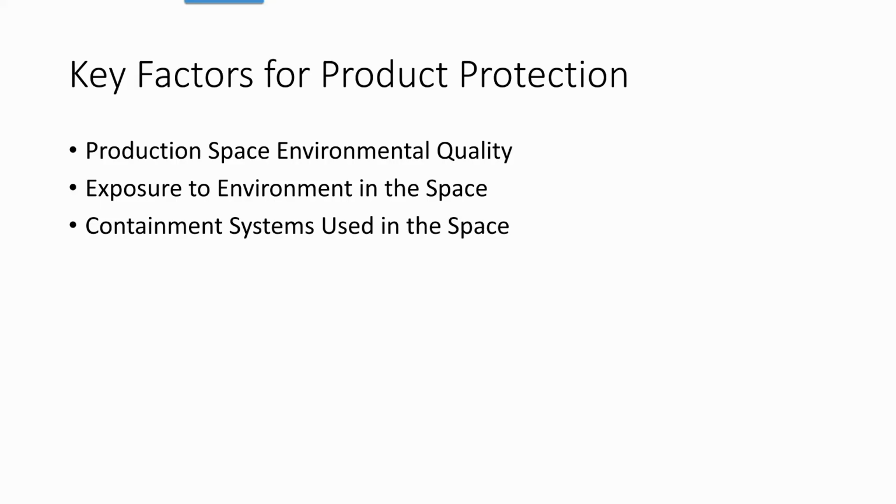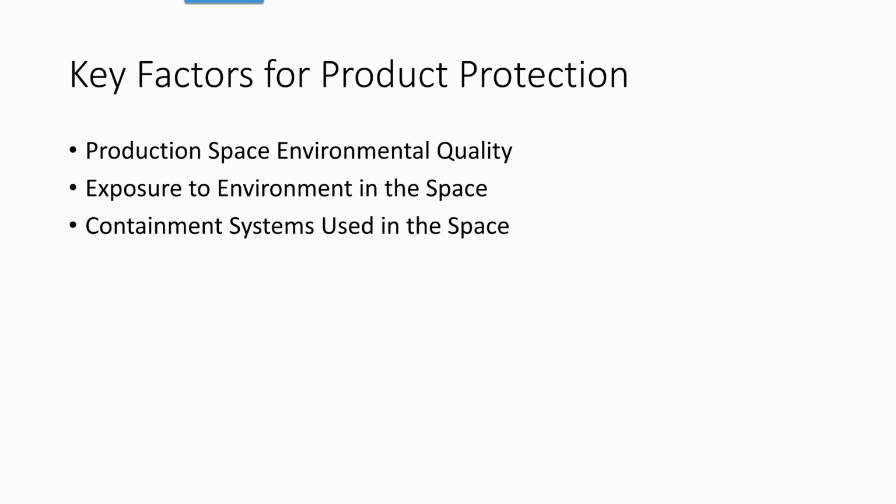So what are some key factors for product protection? We've talked about this in other contexts, but we're going to look at it now in the context of an architectural design. So: production space for environmental quality, exposure to the environment in the space, and containment systems used in the space. It's pretty simple. There are only three things, but these are really the key factors.